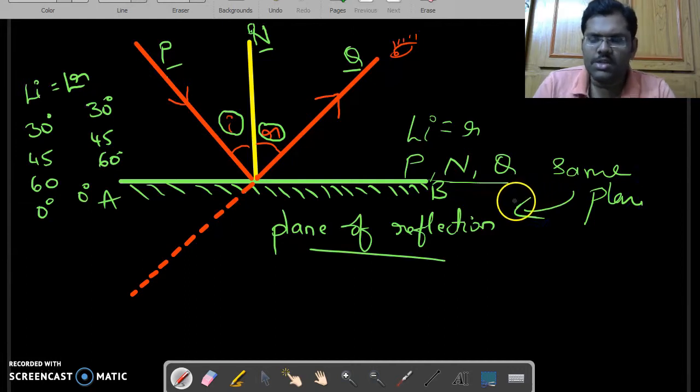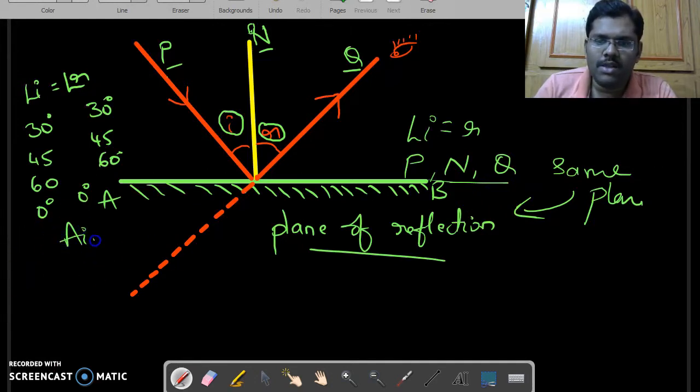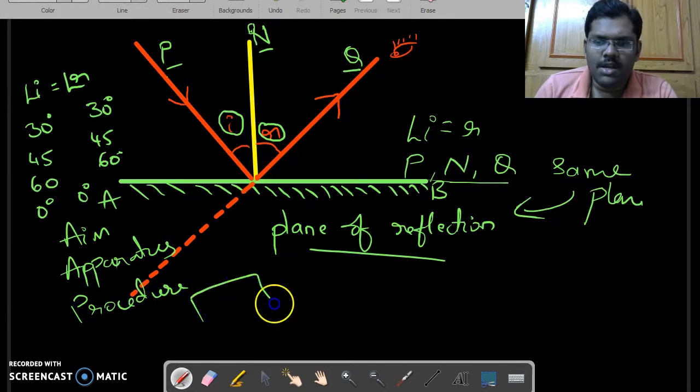Okay, so this is the lab activity. For this you need to write the aim, the apparatus, what materials are required, and then a procedure. If there is any table, we need to consider it as a table of angle I and R. And last, the conclusion.